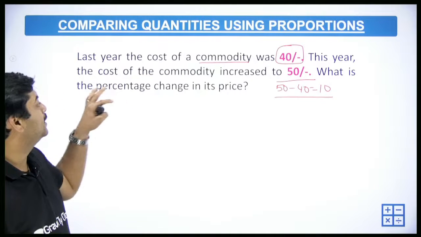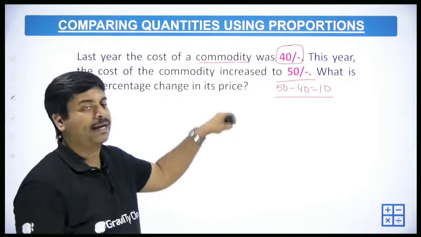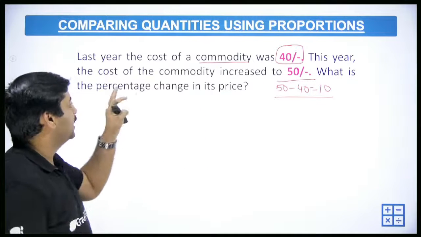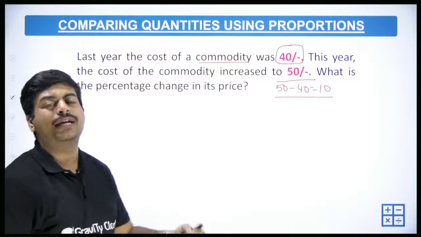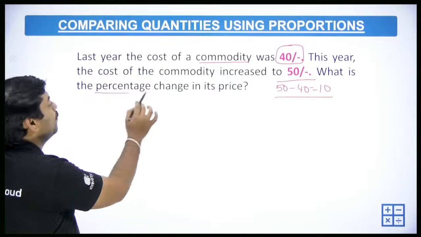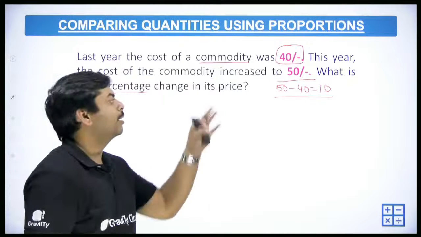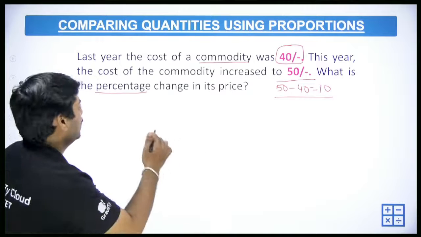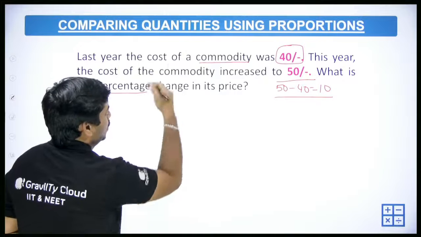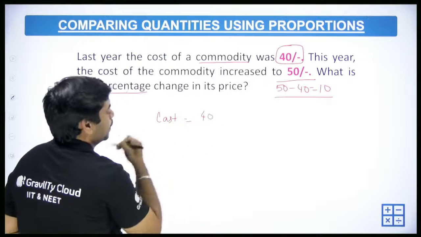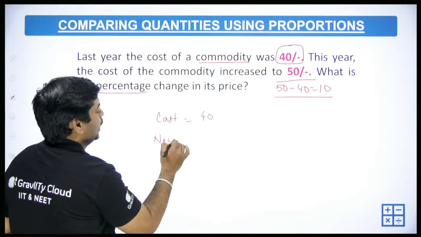But what is the percentage change in its price? That is the point. Percentage means per every 100, but here we are talking about 40 rupees or 50 rupees. Let's see that. So what is the change in price? Last year the cost was 40 rupees. The new cost is 50 rupees.